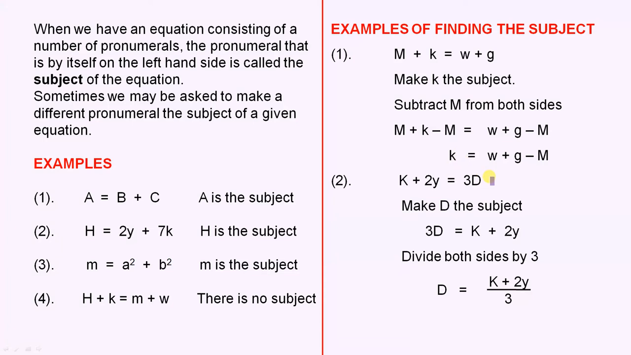Number 2. K plus 2y equals 3d, make d the subject. Well, a nice little trick here is to just change these around to put d on the left-hand side. It's exactly the same equation, except that we've got 3d on here, and we've got k plus 2y here. If we divide both sides by 3, that gives us d equals k plus 2y over 3. And we've made d the subject.